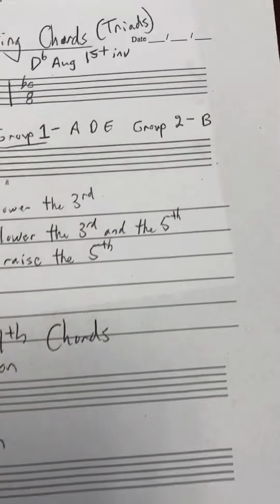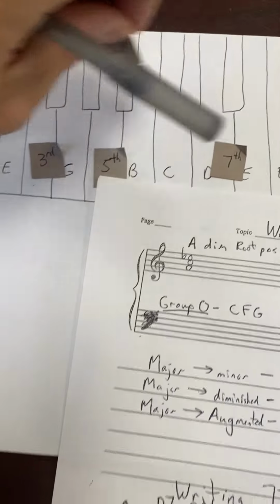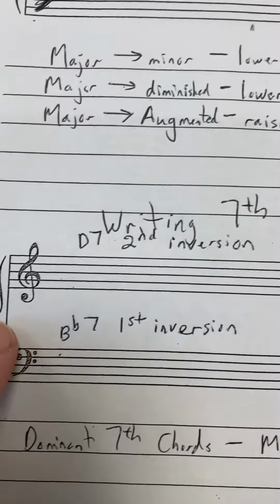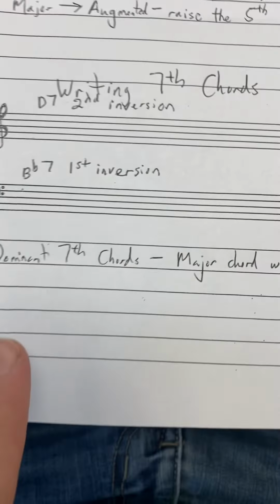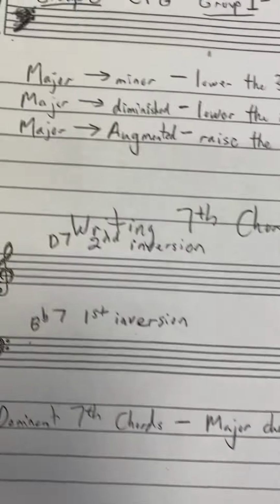Now I'm going to go to seventh chords. Okay? Seventh chords, they add a fourth note. The seventh. Root, third, fifth, and seventh. The way we write a dominant seventh chord, like a D7 here, it means a major chord with a minor seventh. Dominant seventh chords are a major chord with a minor seventh.